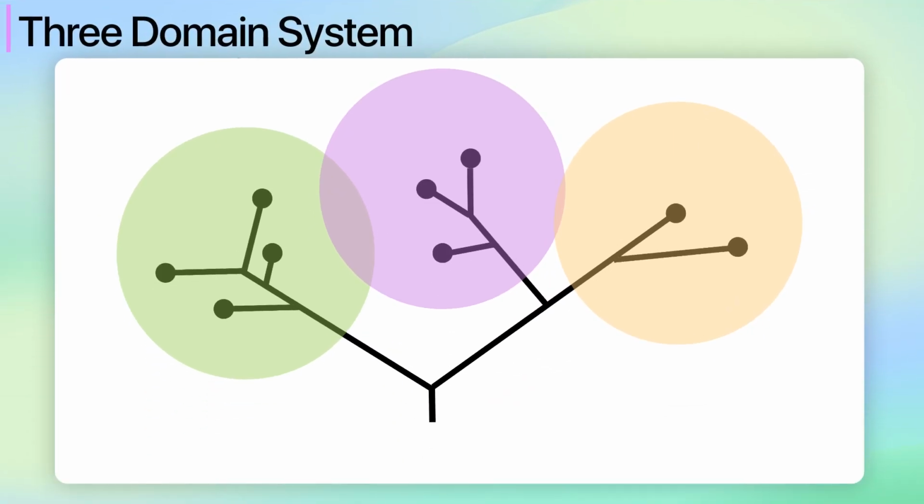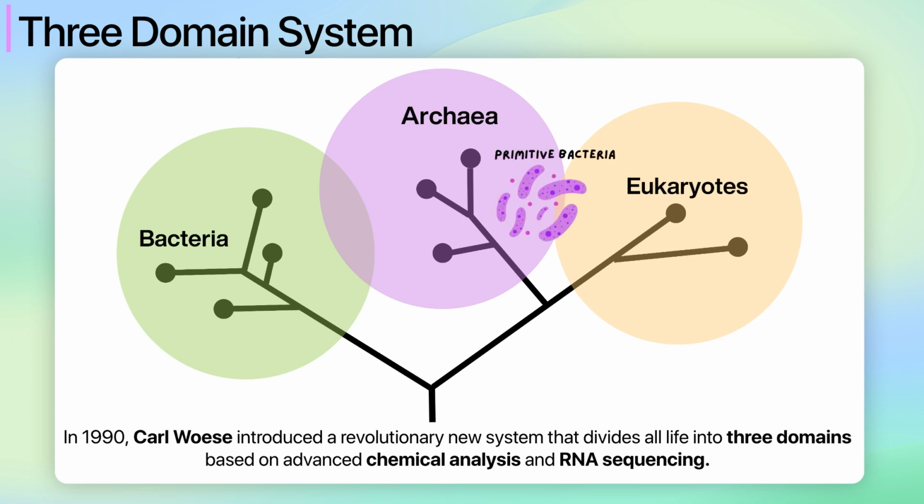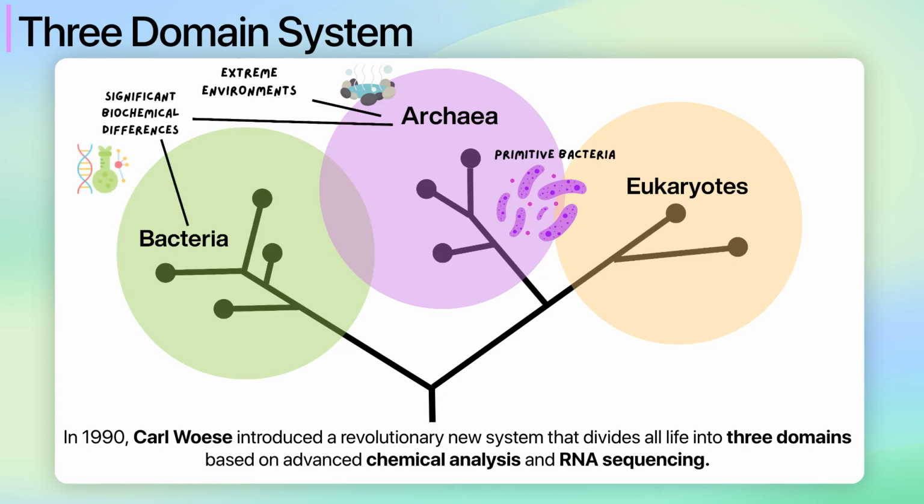For many years, the five-kingdom system was widely accepted. However, in 1990, Carl Woese introduced a revolutionary new system that divides all life into three domains based on advanced chemical analysis and RNA sequencing. These domains are Archaea, Bacteria, and Eukaryota. Archaea are primitive bacteria that often live in extreme environments, such as hot springs and salt lakes. Despite their similarities to bacteria, they have distinct biochemical and genetic properties. Bacteria are also known as true bacteria. These include familiar types, like E. coli and Staphylococcus. They are distinguished from Archaea by significant biochemical differences.